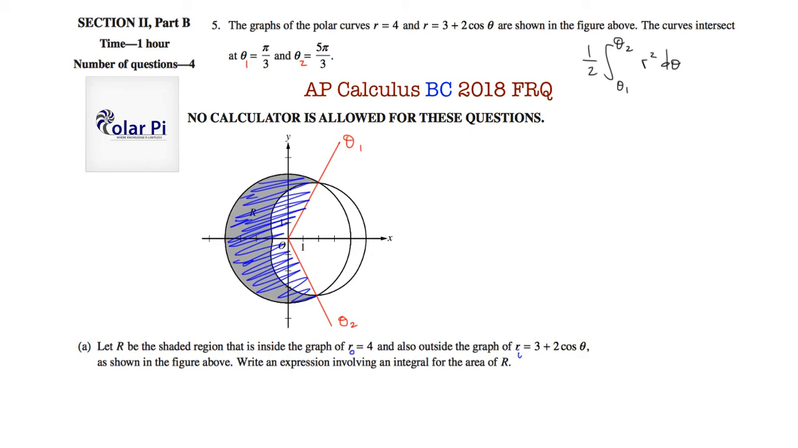Okay, so the area of this region, the blue region, using this area formula right here, would have to be equal to 1/2 of the integral, and theta 1 and theta 2 are given, from pi over 3 to 5 pi over 3, and this time r is just equal to 4, so 4 squared, that's 16 d theta.